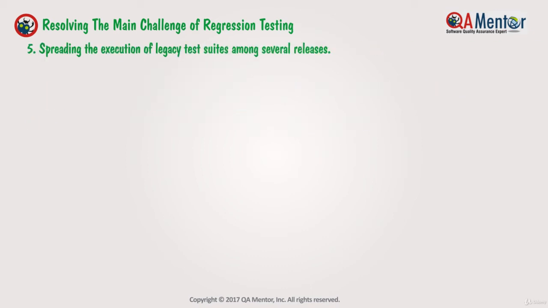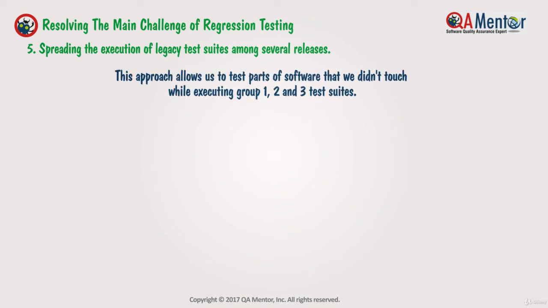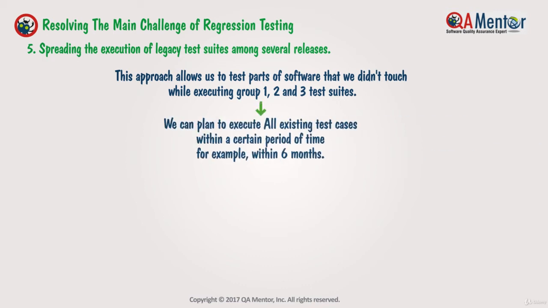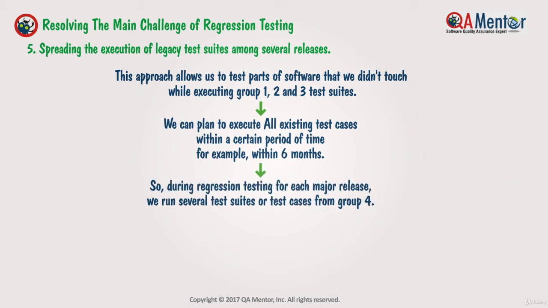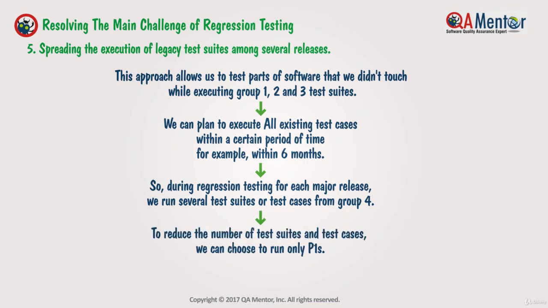5. Spreading the execution of legacy test suites among several releases. This approach allows us to test parts of software that we didn't touch while executing group 1, 2, and 3 test suites. We can plan to execute all existing test cases within a certain period of time, for example, within 6 months. So, during regression testing for each major release, we run several test suites or test cases from group 4. To reduce the number of test suites and test cases, we can choose to run only P1s.